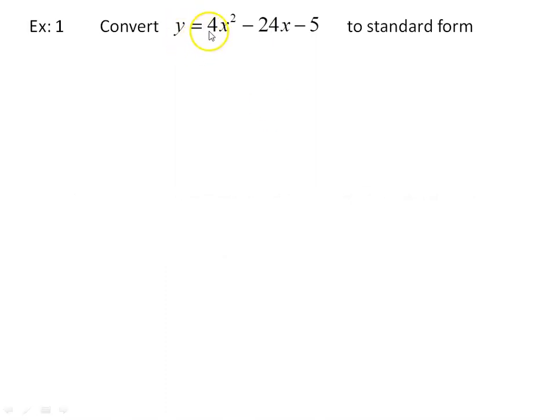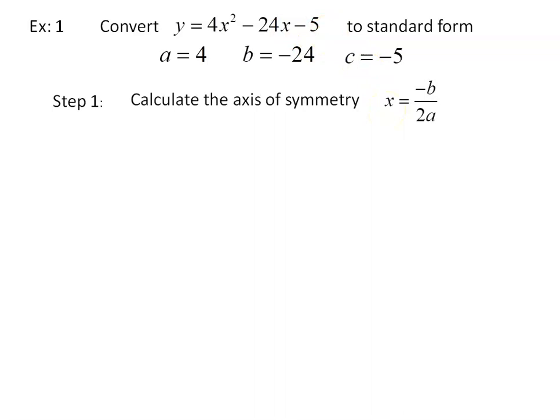So first up, if I'm starting with this 4x squared minus 24x minus 5 equals y, or f of x, to convert that to standard form, my first step is to use the formula. That formula is x equals negative b over 2a. So remember that a is the coefficient here, a is 4, b is the coefficient of the x term, that's negative 24, and c is the constant, that's negative 5. So using that formula, x equals negative b over 2a, that negative sign is fixed, so I will have negative negative 24 over 2 times 4. And when I simplify that, my x value is 3.